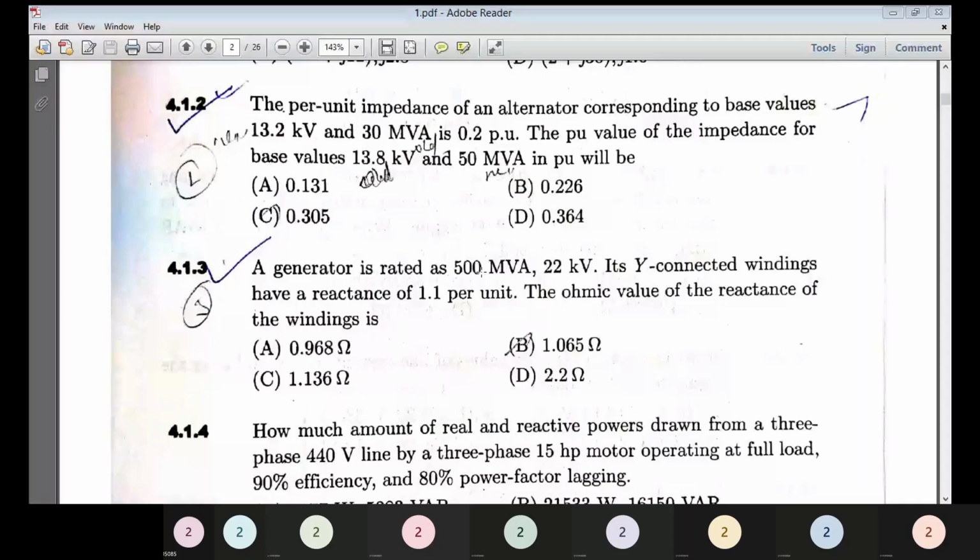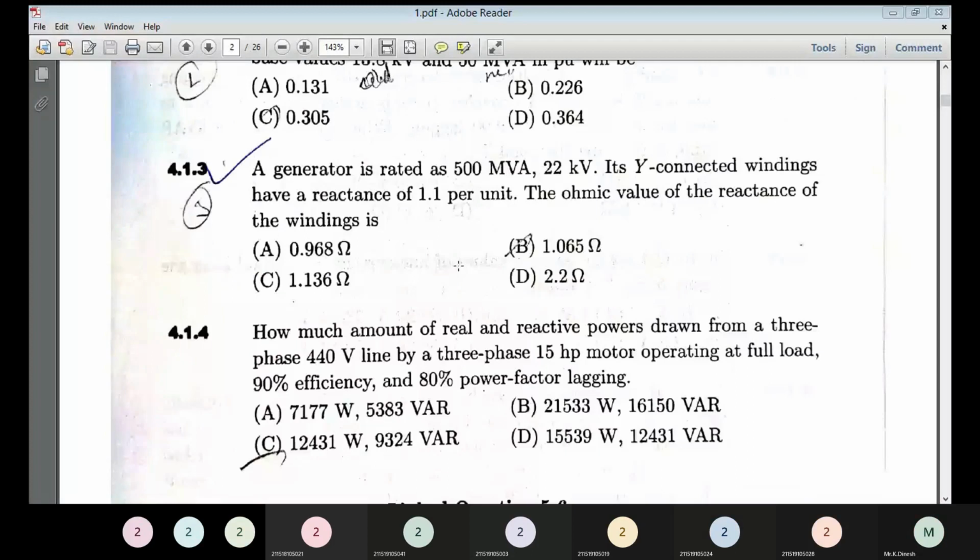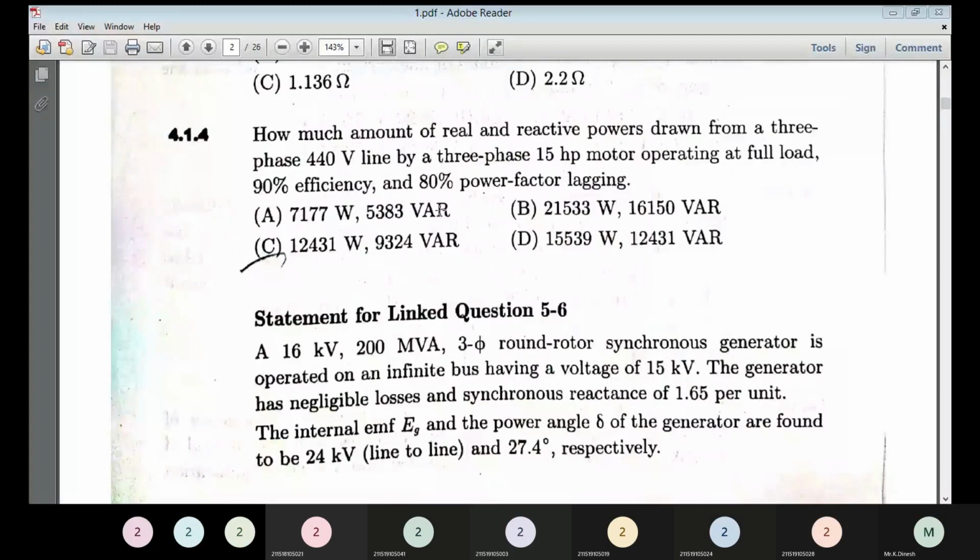So third we solved, second also solved. Fourth one: how much real and reactive power is drawn from a three-phase 440 volt line by a three-phase 15 HP motor operating at full load? The efficiency is 90%, and the power factor is 80% lagging. We need to find out the real power as well as the reactive power.